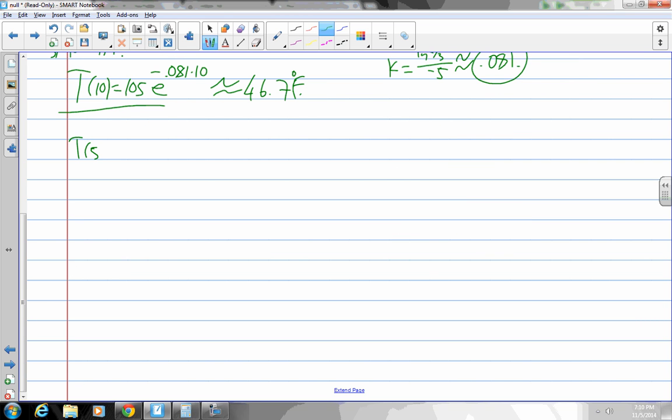Just to prove a point, we don't need to do that, but if I compute T of 5, starting with 70 degrees and going for 5 minutes, and you plug that in the calculator, you're also going to get 46.7. It won't be exactly the same because we rounded the rate, but it'll be close enough. So it doesn't matter what you start with. You're still on the same curve.